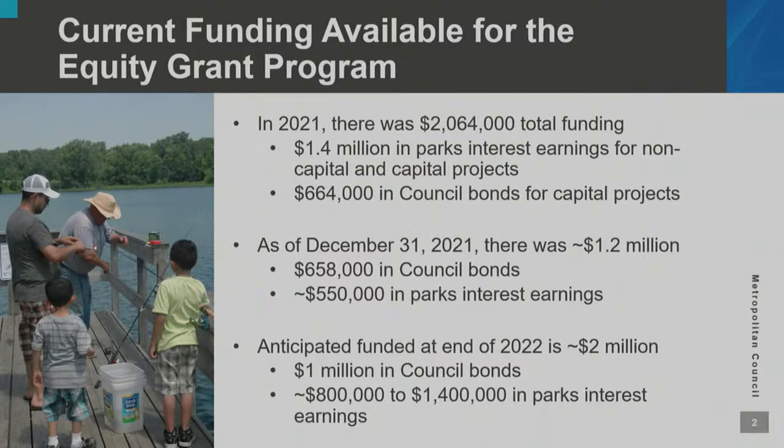So that was 2 years' worth of interest earnings. And so we were proposing to wait a year, and we're hoping at the end of 2022, we'll have additional interest earnings. And as well, we'll have 1 more year of council bonds available for those capital projects. And so that would get us closer to that 2 million mark is what we had last time.